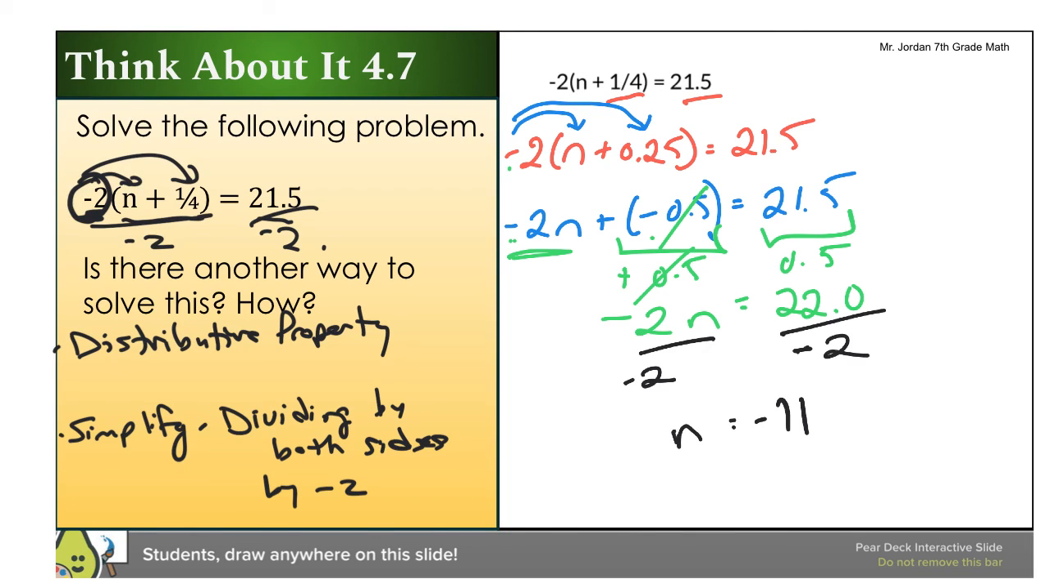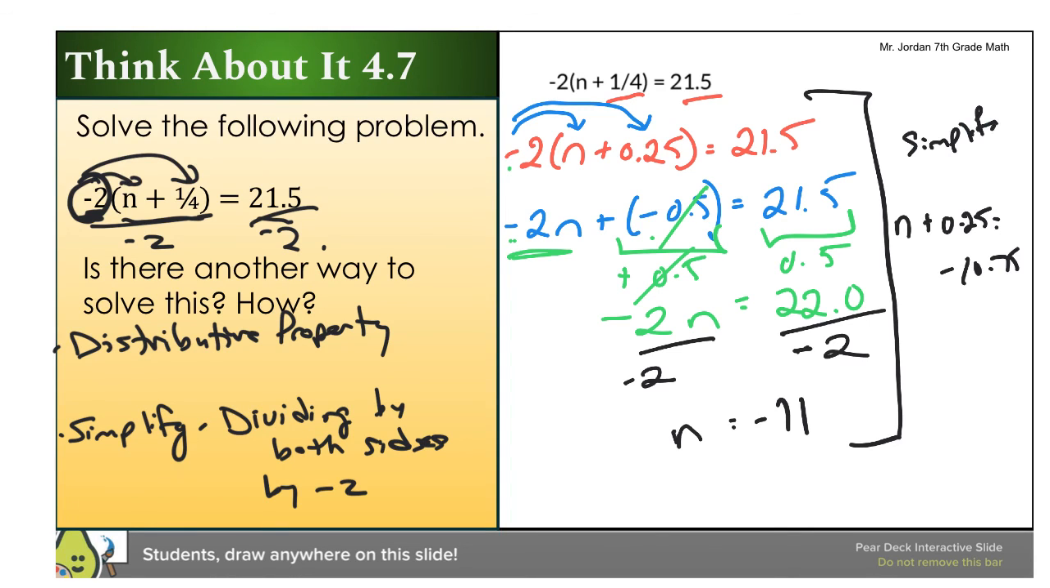So this is solving it using the distributive property. If I had divided both sides by 2, then I actually would have had n plus 0.25 is equal to negative 10.75, and then I would have had to solve it from there. So this is if I had done it the simplifying way, dividing both sides by 2.